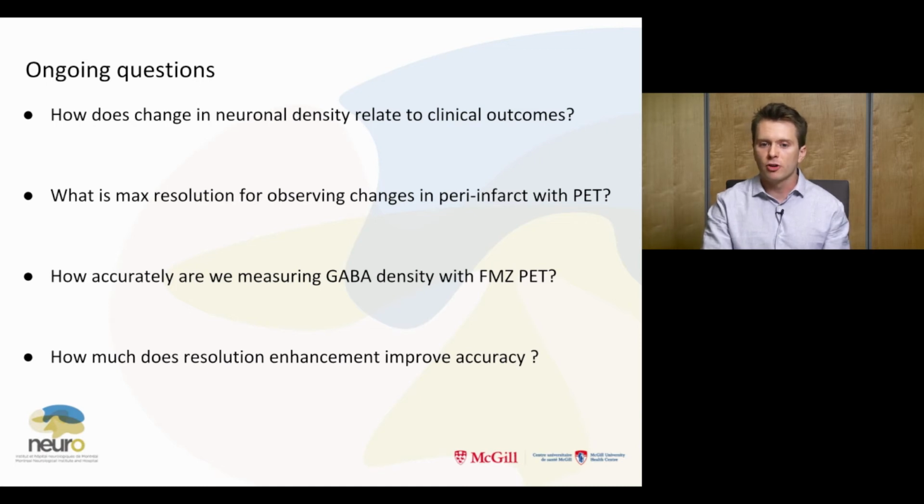How accurately are we actually measuring GABA A receptor density with flumazenil PET? Are our error levels on the scale of 2 to 3% or something more like 10 to 15%? And finally, how much does resolution enhancement actually improve the accuracy and the spatial resolution? So these are all things which are as yet unknown and which I hope to address in the second part of my PhD project.